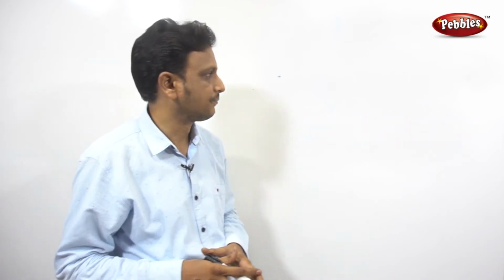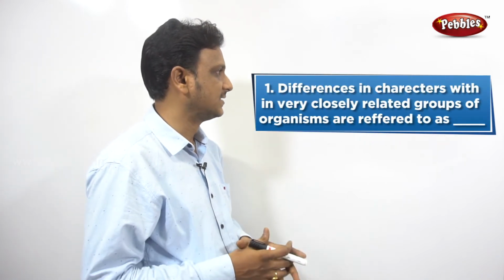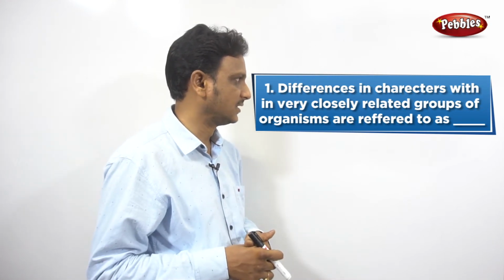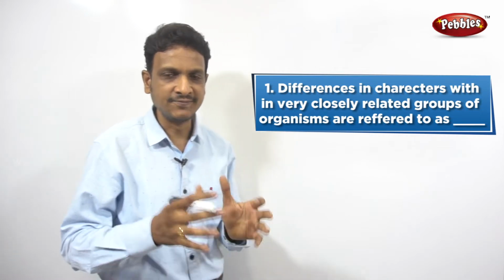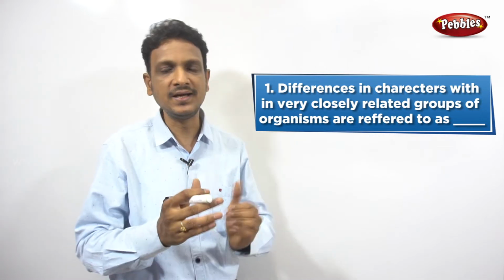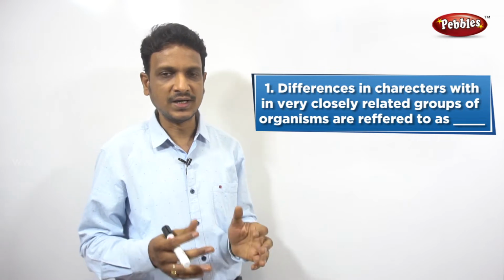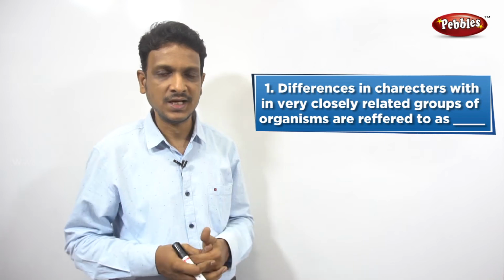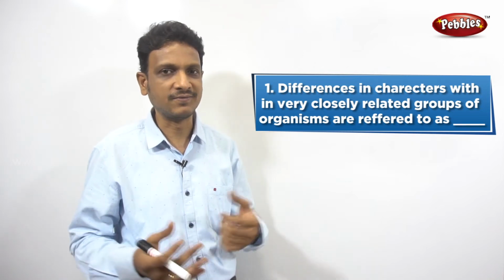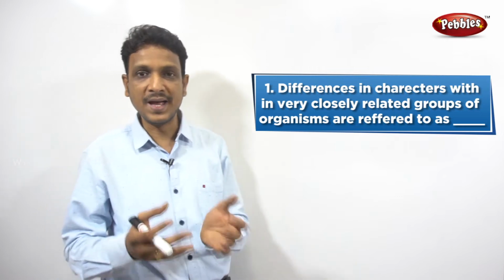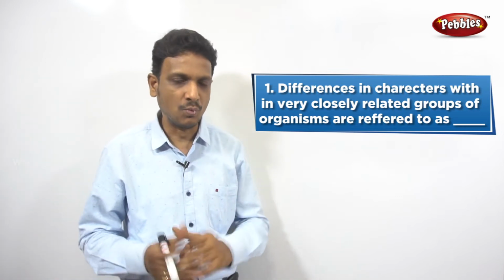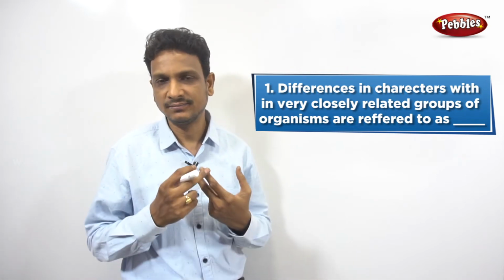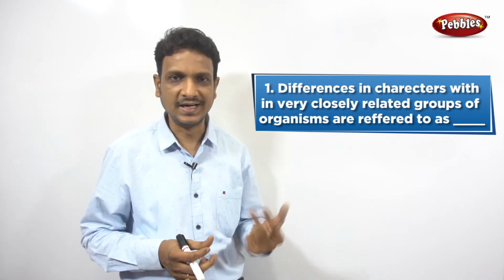The first question is, differences in characters within very closely related groups of organisms are referred to as. What are those differences called? Differences are common. We see differences among the animals. If you see a dog and a man, there are so many differences. And if you see a man and a man, there are some differences. Most similarities are there, but there are little differences. No two people are alike. No two organisms are alike.